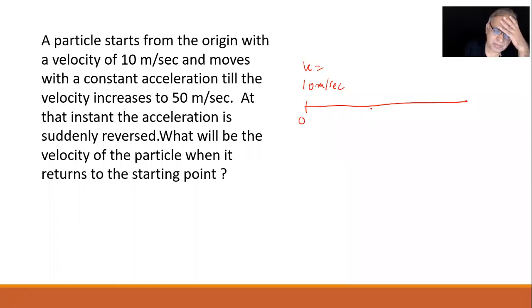Then why did Vaishnavi stop? So it is accelerating. We don't know the acceleration, children. We're not given the acceleration. But what it says is, it accelerates until the velocity becomes 50 meters per second. Here, the acceleration which was forward now gets reversed. So what will be the time? What will be the velocity of the particle when it returns to the starting point?